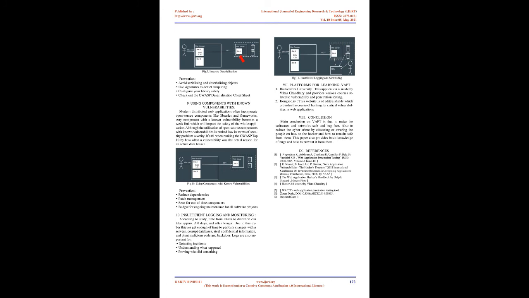Modern distributed web applications often incorporate open-source components like libraries and frameworks. Any component with a known vulnerability becomes a weak link which will impact the safety of the whole application. Although the use of open-source components with known vulnerabilities is ranked low in terms of security problem severity, it's number 1 when ranking the OWASP top 10 by how often a vulnerability was the actual reason for a data breach. Prevention. Reduce dependencies. Patch management.